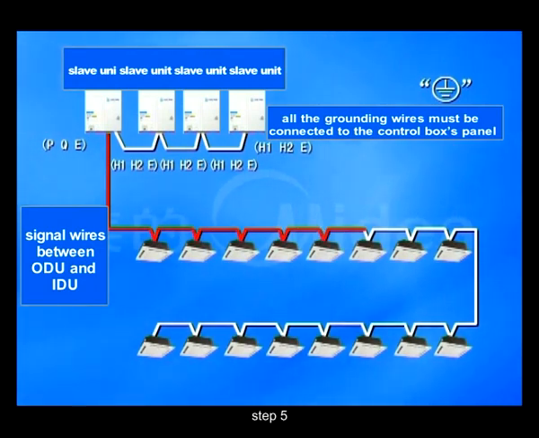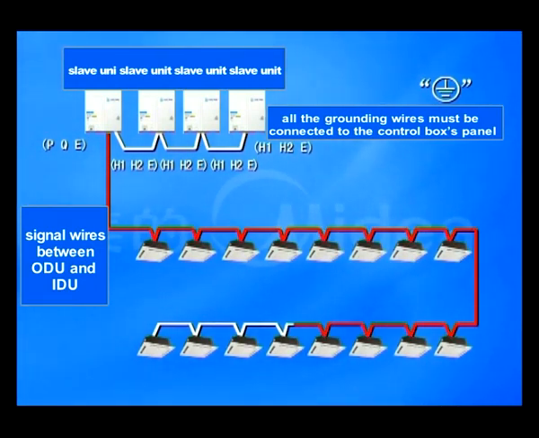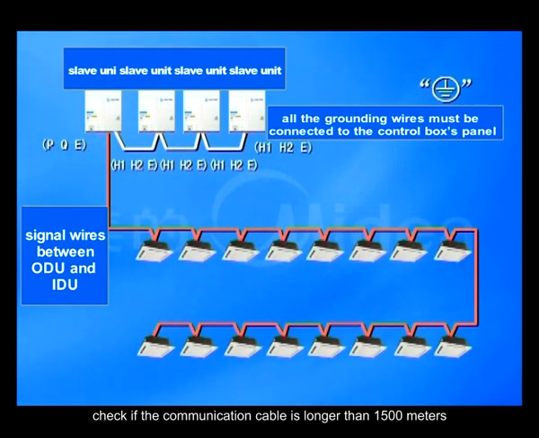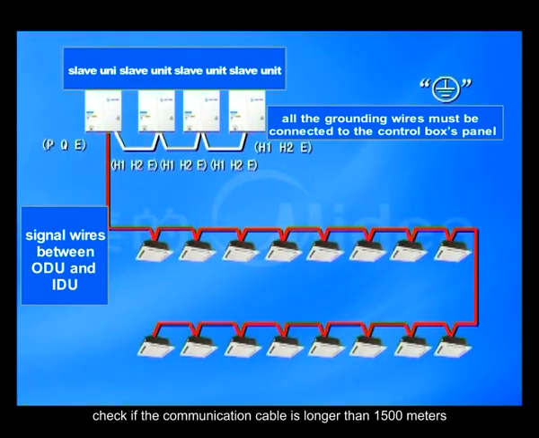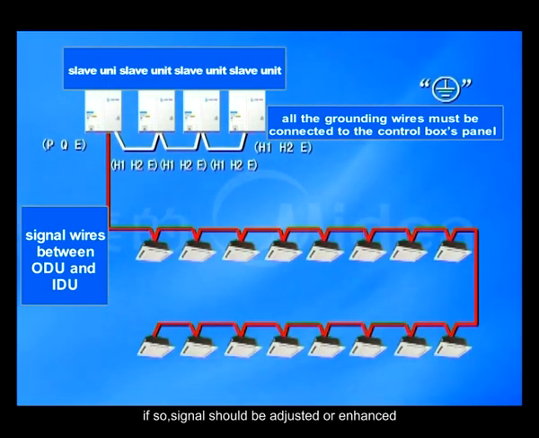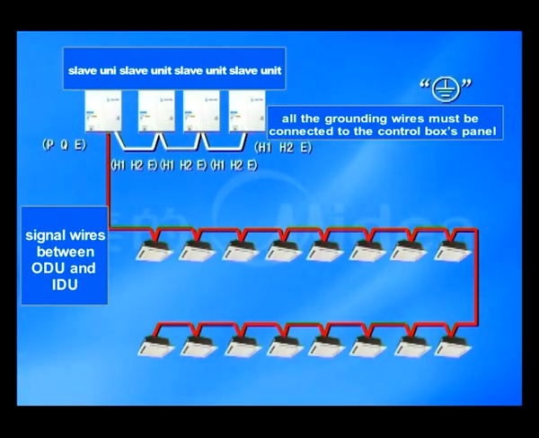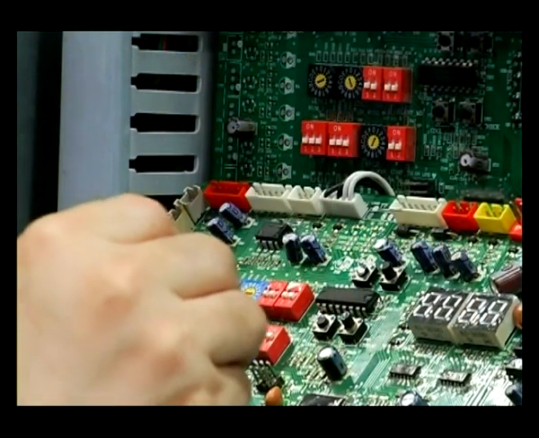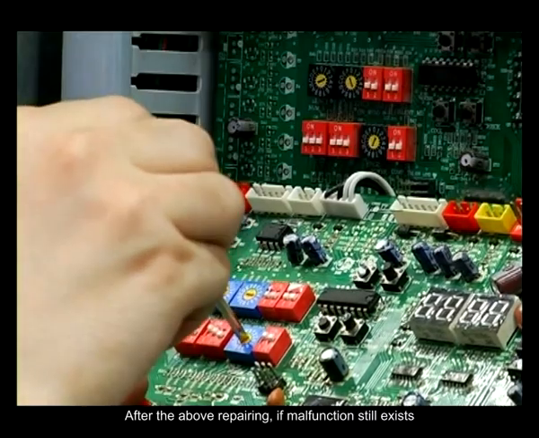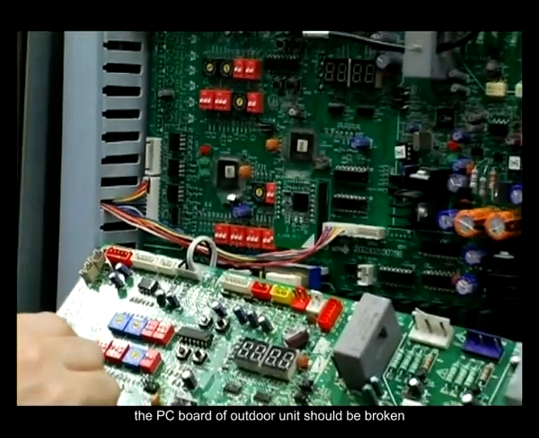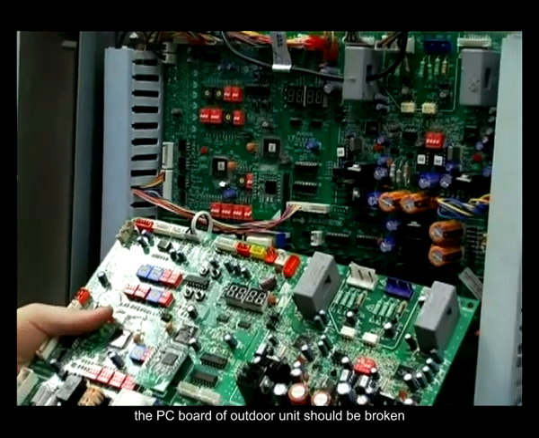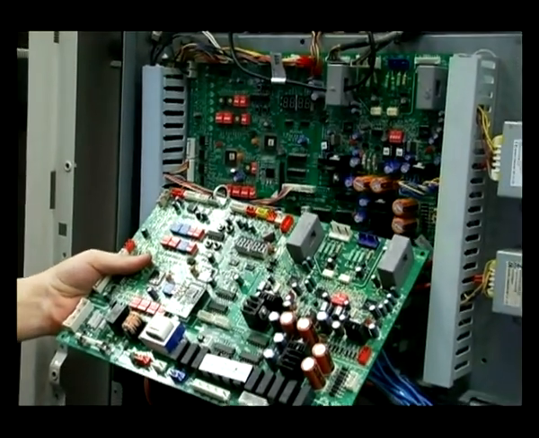Step 5. Check if the communication cable is longer than 1,500 meters. If so, the signal should be adjusted or enhanced. After the above repairing, if the malfunction still exists, the PC board of the outdoor unit should be broken. You have to replace a new one.